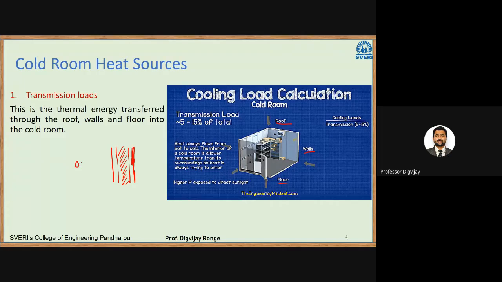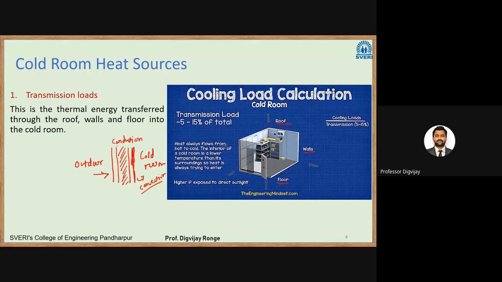If this is outdoor and this is the cold room side, what will happen in this case? Solar energy will come, and it will be transferred through these panels. Conduction will first take place through this wall. Heat will be transferred by conduction, and from this surface there will be convection.